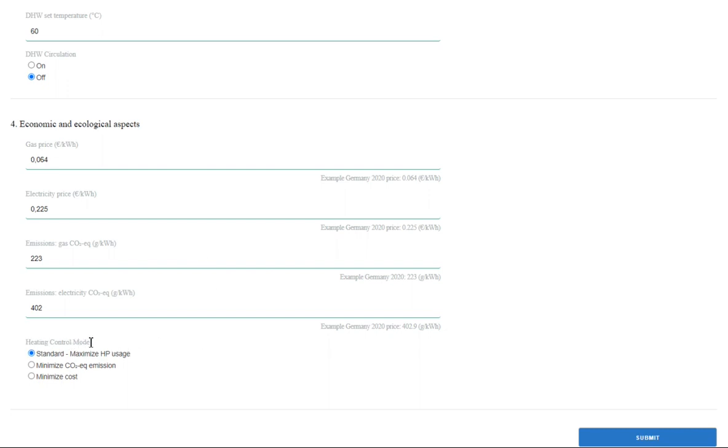Three different heating control modes are available for the HeatPure tool. The standard one, where it maximizes the usage of the heat pump, and two different minimization cases, one for the CO2 and one that minimizes the cost. So we're going to choose now the minimization of cost, and we're going to submit to start the simulation. The simulation takes normally between 15 and 50 seconds depending on the building size.